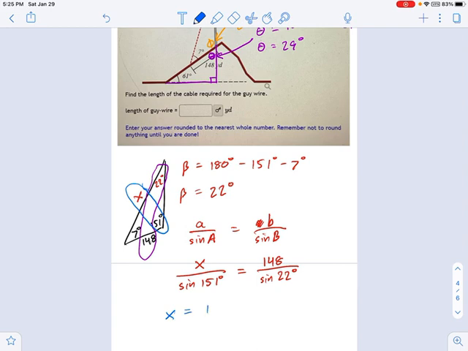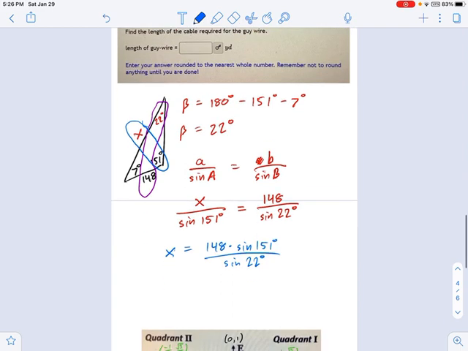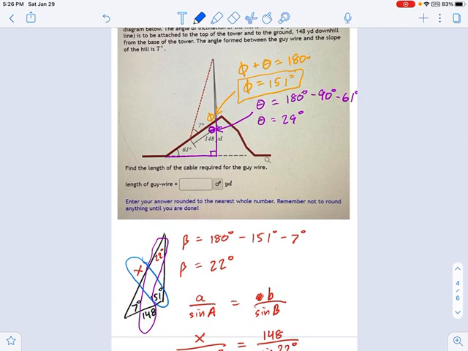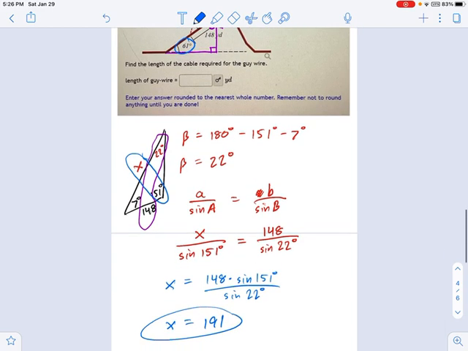X equals 148 times sine of 151 degrees divided by sine of 22 degrees. Okay, so what do we get? 148 sine of 151 divided by sine of 22. We get that the guy wire in this problem is going to be 191 yards long, okay? So the only trick I think about this one is realizing that information outside a triangle can be useful to finding out something inside the triangle. And then it's just a matter of applying your law of sines and you're done.